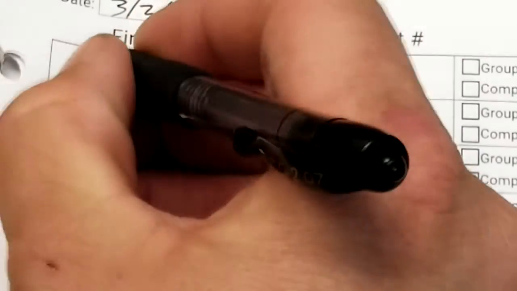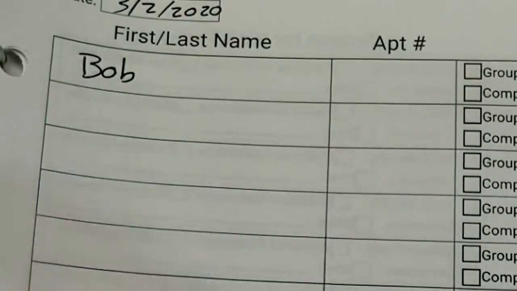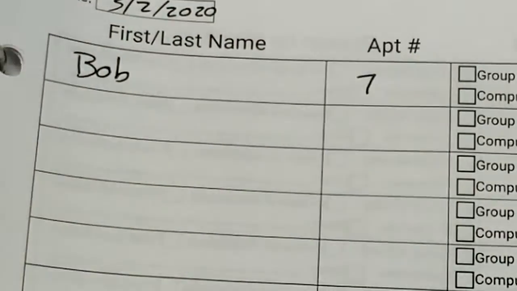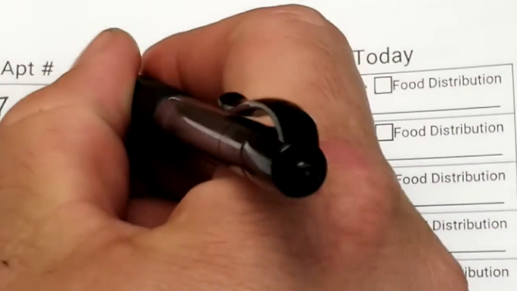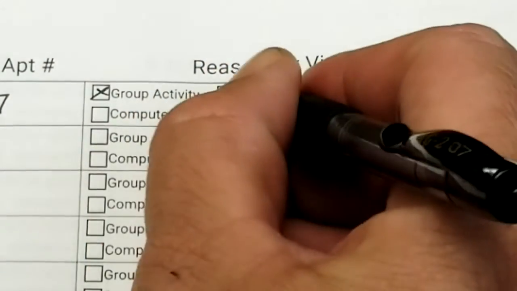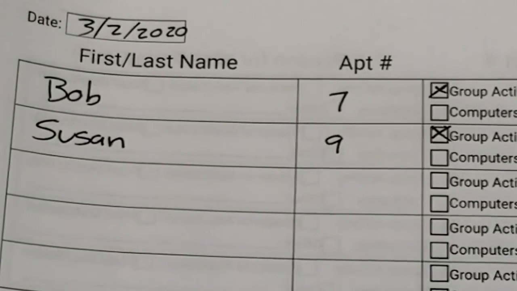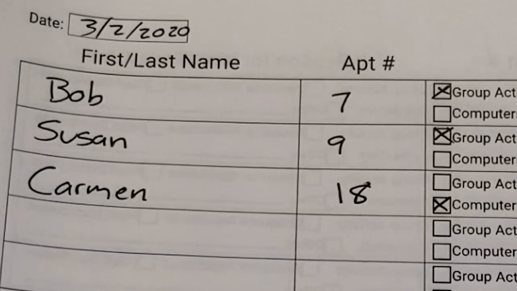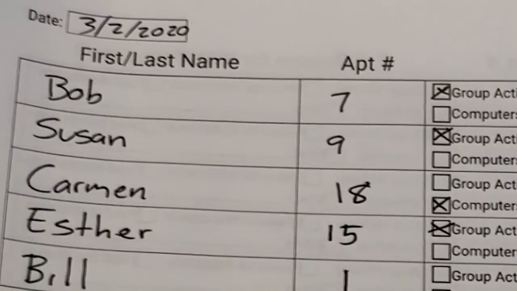You're going to be seeing my handwriting on here. However, it is imperative that each of the residents fill out the sign-in sheet on their own. So Bob is coming in today for group activity and also because he needs help with his cell phone. So we want to get their name, their apartment number, and the reason that they came in today.